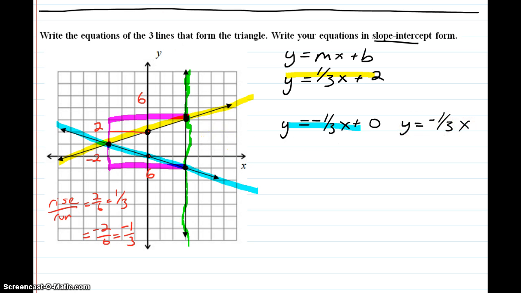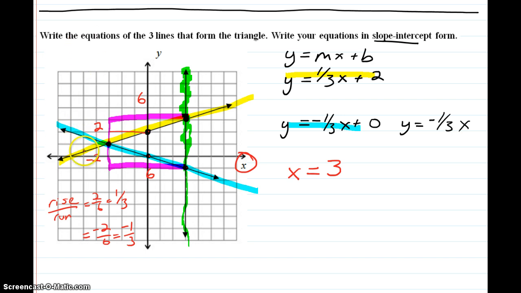And so now our last equation we have to write is the green line. The green line is different because the green line is vertical. Since it's a vertical line, notice it doesn't touch the y, but also it doesn't have a slope. The slope would be undefined. And so to write this one, notice that it touches the x-axis. So it's going to be x equals, and where does it touch? It touches at 3. So this line is x equals 3.